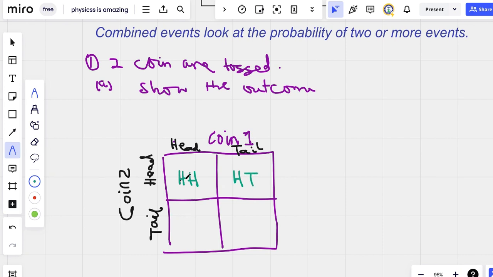Then here we have tail, head. We have tail from this place, and we have the head from this way. We have the head from here. And then this place we have tail, tail. If you match the coordinate, tail here, tail here. So we have tail, tail. So the possible outcomes are 4. These are the 4 possible outcomes.